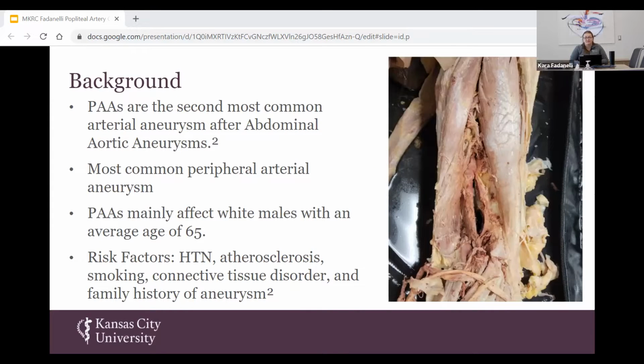Our PAAs are our second most common arterial aneurysm after the abdominal aortic aneurysm, or AAA. And that makes it our most common peripheral arterial aneurysm. Our patient profile is going to look like a white male with an average age of 65. And some risk factors are going to be hypertension, atherosclerosis, smoking, connective tissue disorder, a family history of aneurysms, anything that's going to cause stress and damage to that wall.